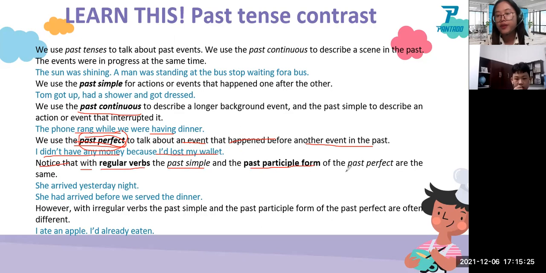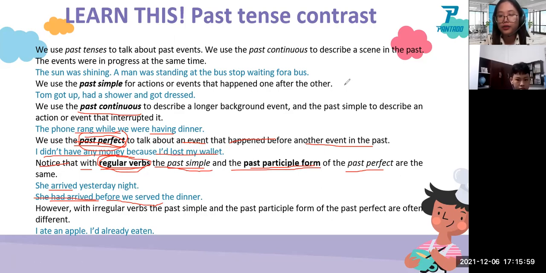Okay, notice that with regular verbs, the past simple and past participle form of the past perfect are the same. For example, again, notice that regular verb, that means simple verb, regular verb. The past simple and the past participle form of the past perfect are the same. Look.